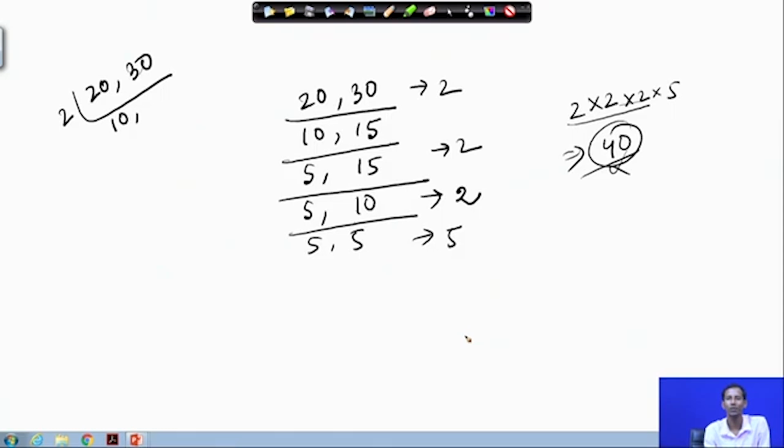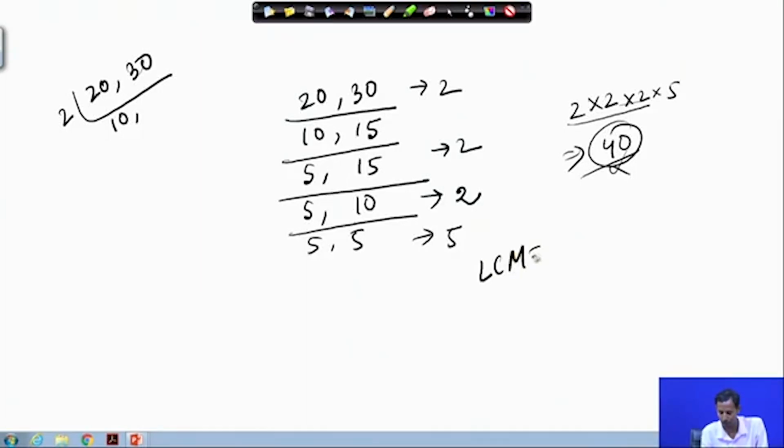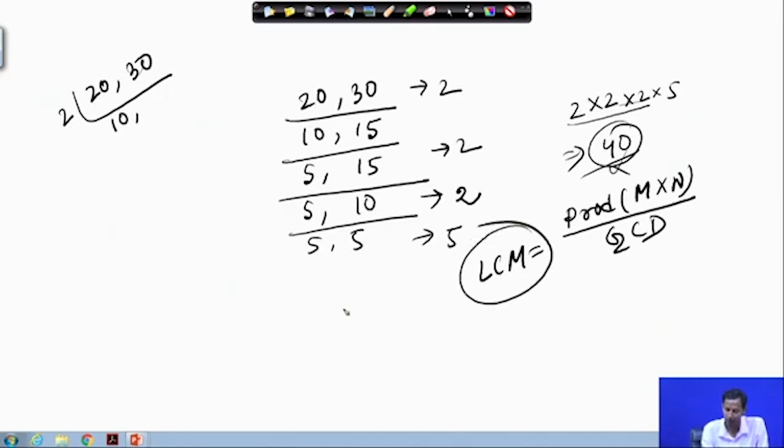So, using this particular circuit I cannot directly implement the LCM. If I want to calculate the LCM, I have to design another algorithm to find it. How can I do that? LCM means the product of m and n divided by the GCD. So how can I find the LCM from this particular circuit?